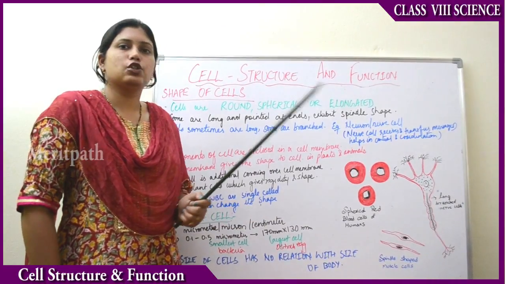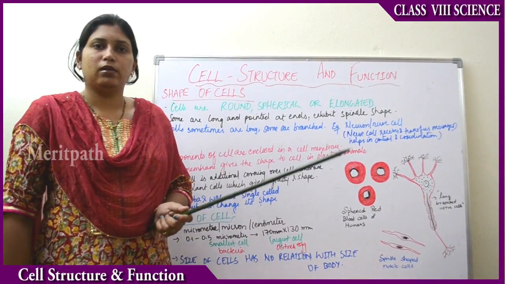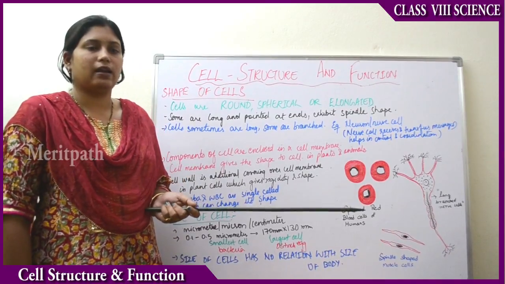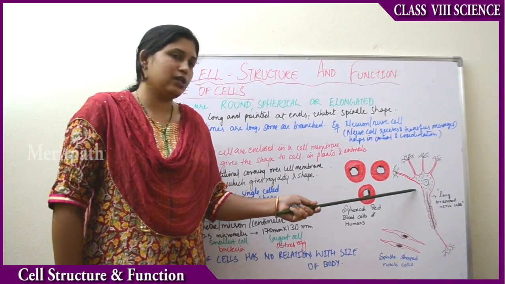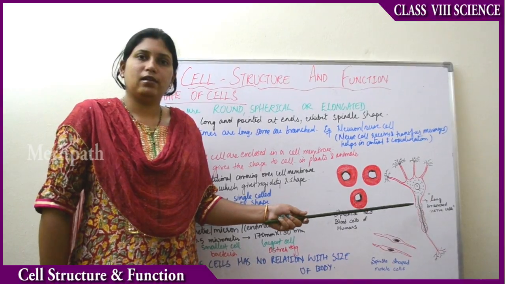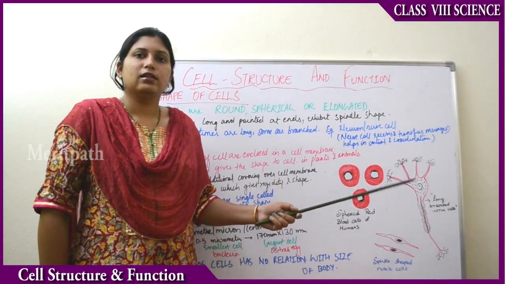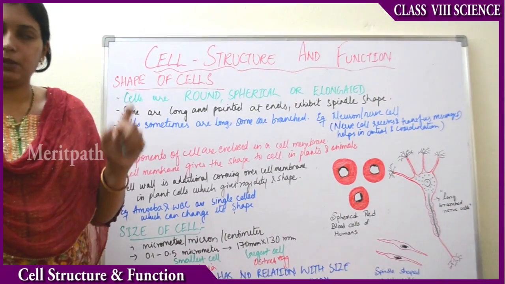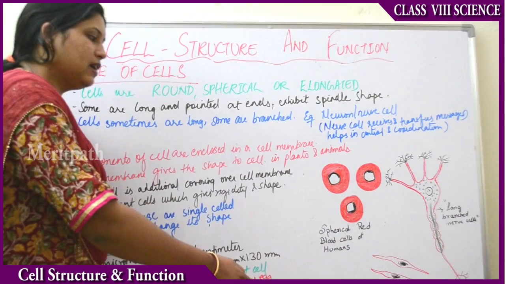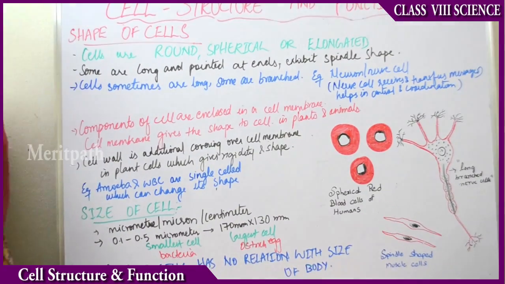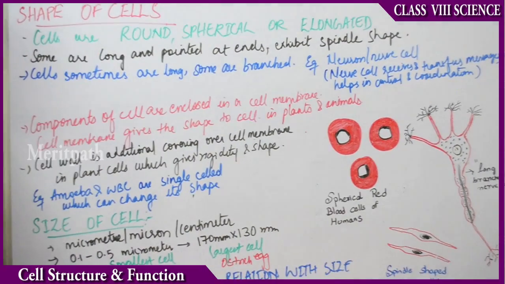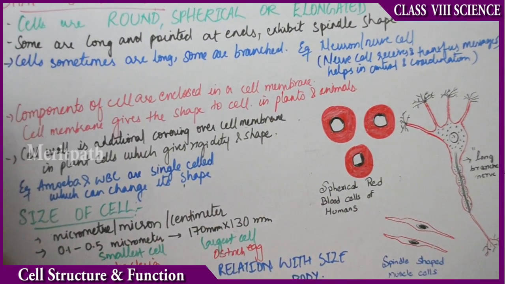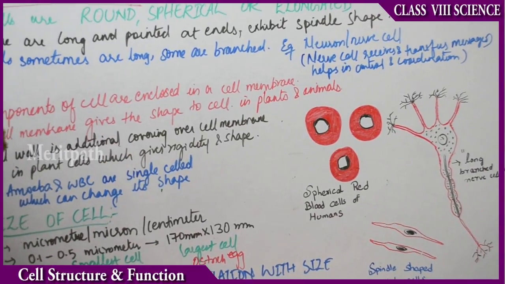The red color is due to a pigment called hemoglobin. Hemoglobin is made up of iron. This is a nerve cell or a neuron. This is a long branched cell. The nerve cells or the neurons receive and transmit messages from the brain. And these are spindle shaped muscle cells, also called skeletal muscle. Right? Skeletal muscle is made up of spindle shaped muscle cells.